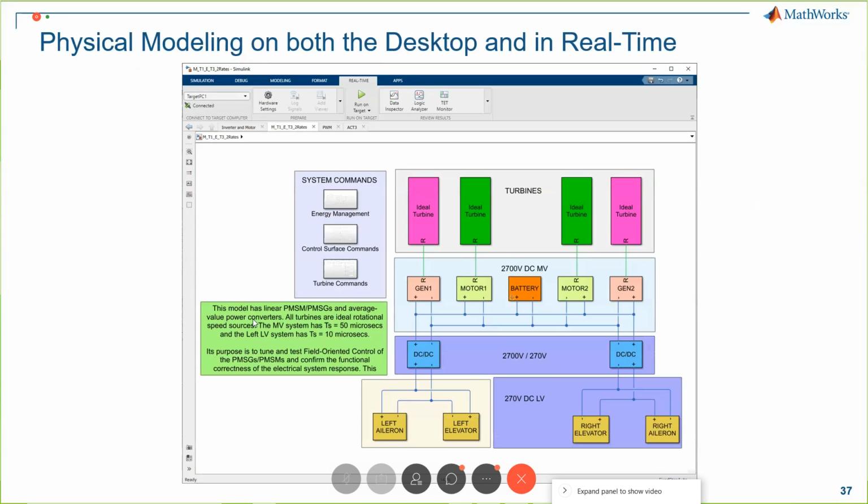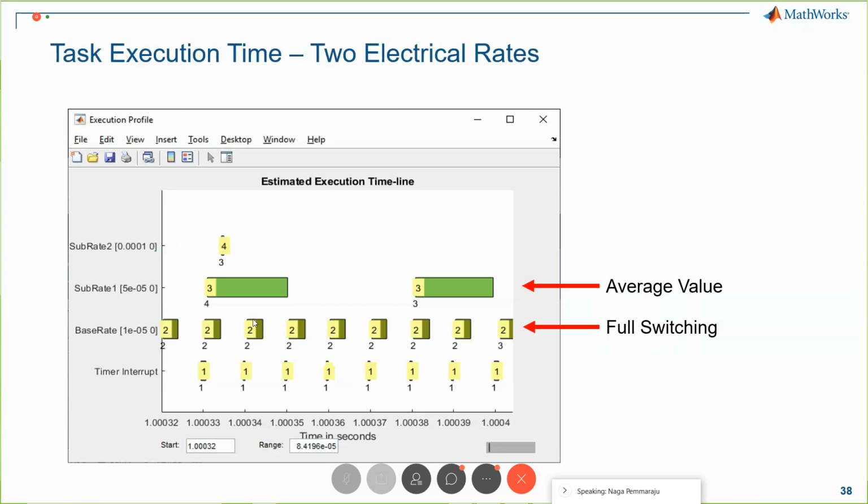And suppose my system requires multiple sample times, right? For example, I want to have my LV system at 10 microseconds, whereas my MV system at 50 microseconds. Then I can have a multi-rated model incorporated into this particular model, and run multiple sample times in the same model itself, so that I can get a feel of how things are working. And again, we can look into the execution rates of each of these.